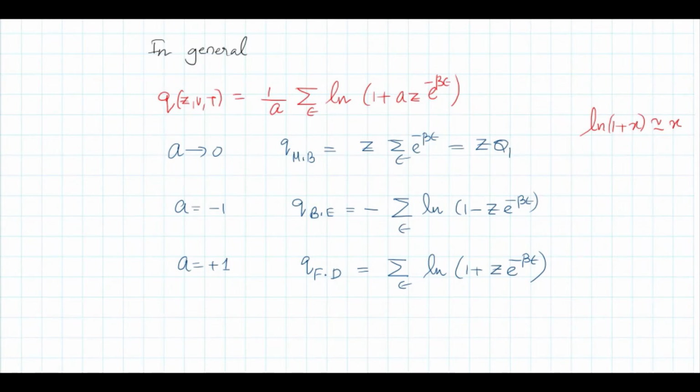If you put a equal to minus 1, you will get the Bose-Einstein case. If you put a equal to plus 1, you will get the Fermi-Dirac case. So using a single expression, you can represent all the three cases. If you substitute a tends to 0, you will get Maxwell-Boltzmann. If you put a equal to minus 1, you will get Bose-Einstein. If you put a equal to plus 1, you will get the Fermi-Dirac case.